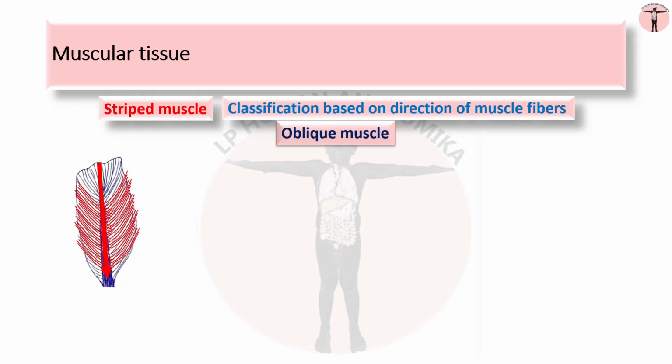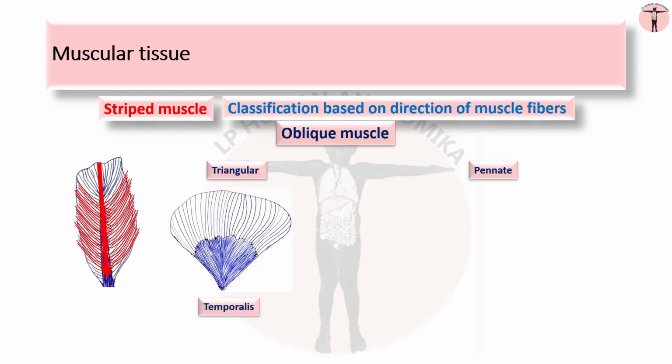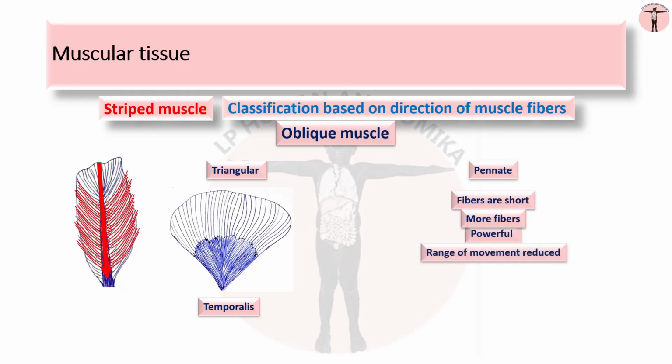In oblique muscle, the fasciculi are oblique to the line of pull. The muscle may be triangular or pinnate, which is feather-like in construction. This arrangement makes the muscle more powerful, although the range of movement is reduced. Example for triangular muscle is temporalis. In pinnate muscle, the fibers are short and a greater number of them are accommodated. The muscle is more powerful with the range of movement reduced. Pinnate muscles present the following subtypes: unipinnate, bipinnate, multipinnate, and circumpinnate.